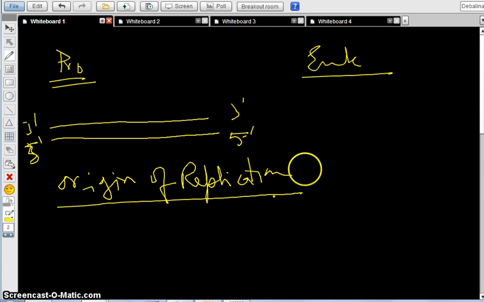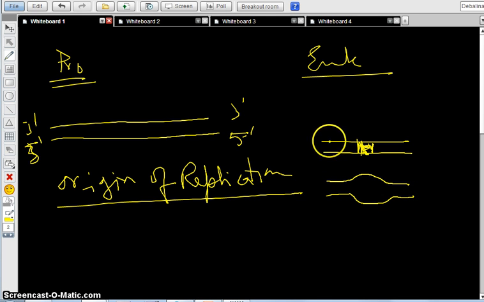a replicon. Now if this is the DNA strand, and suppose this is the place of the replication origin, the start point. The bonding between the two strands of the DNA double helix is hydrogen bonding. Where the replication will start, the hydrogen bonds will melt, and one bubble will be formed, which is called a replication bubble. And this bubble can move in this direction or in this direction.